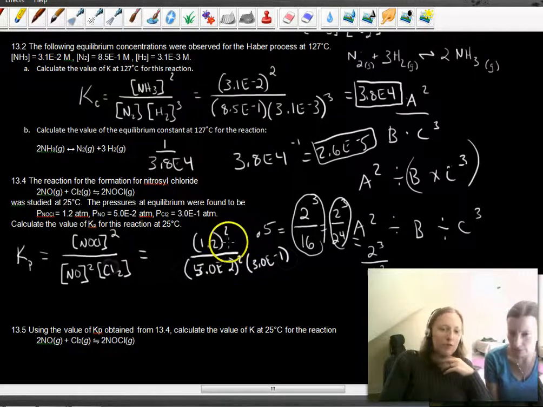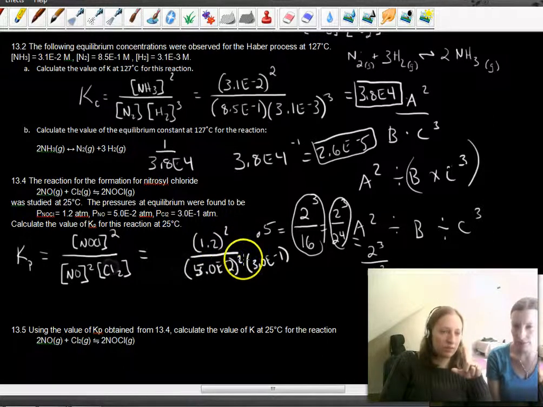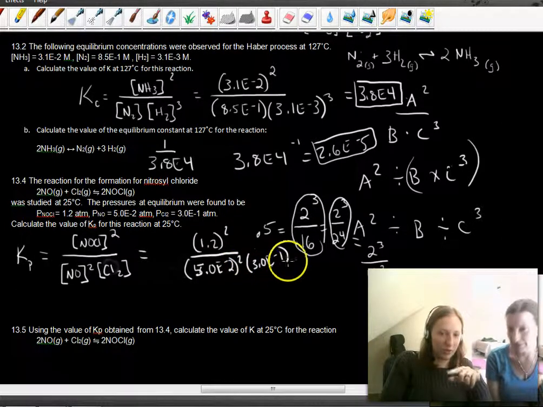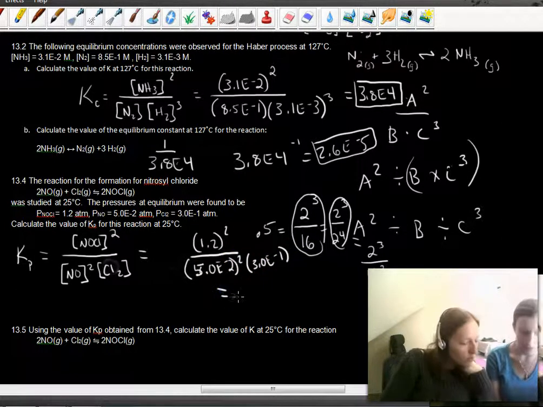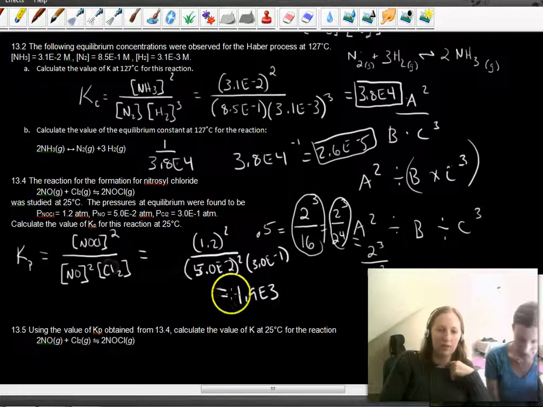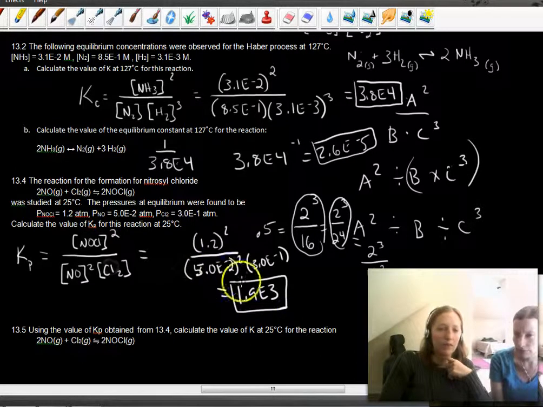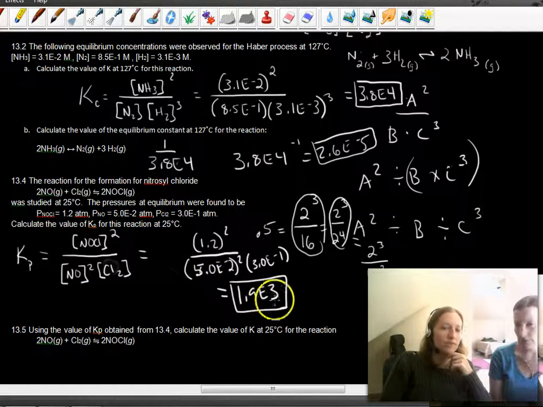Okay, you stick that into your calculator, 1.2 squared divided by 5.0 E negative 2 squared divided by 3.0 E negative 1, and you end up with 1.9 E to the third. And again, there's no units, even though this is Kp. That is your value for Kp for this reaction. Yay!